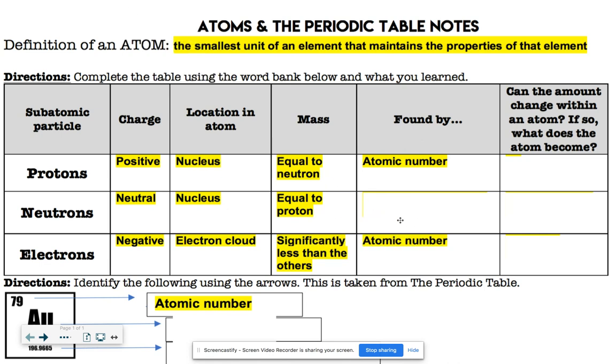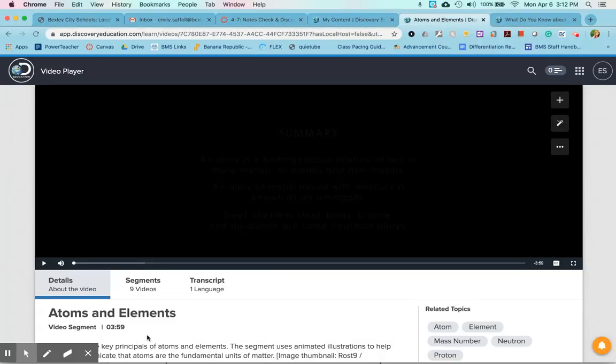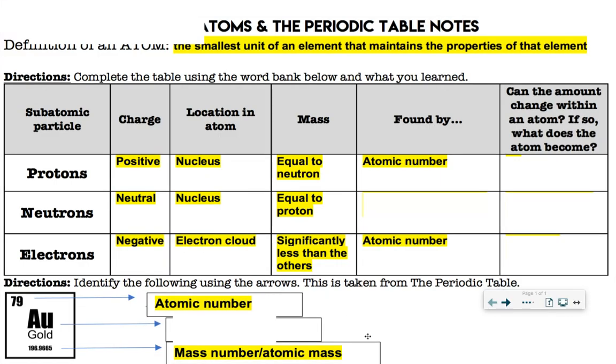The neutrons, on the other hand, I can't look at the periodic table square of an atom and figure out what the neutrons are. But I do know that this number down here, which is called the mass number, is the protons and the neutrons. And if I know these are the protons in the atomic number, I could figure out the neutrons by subtracting the atomic number from the mass number. And you will get your neutrons.